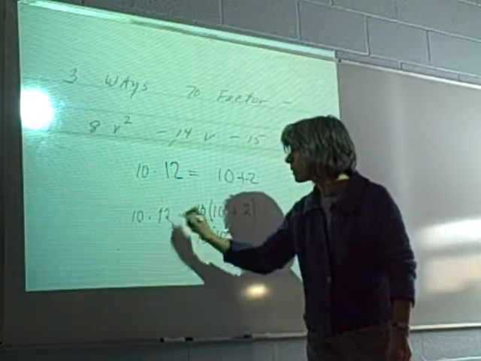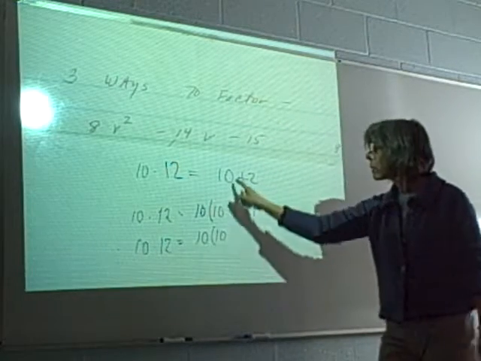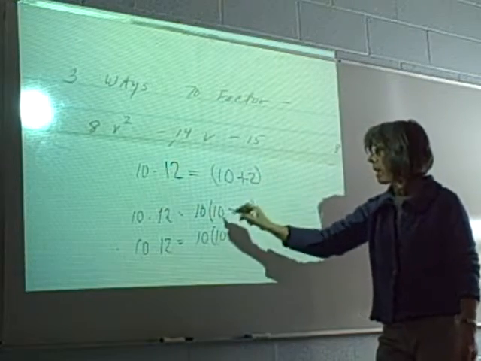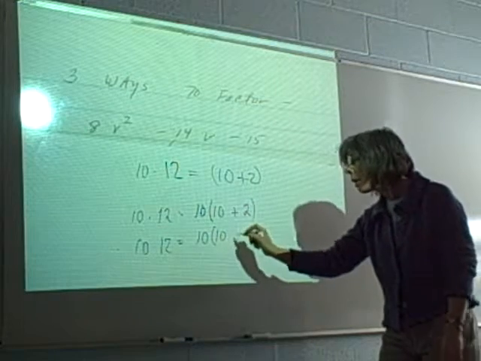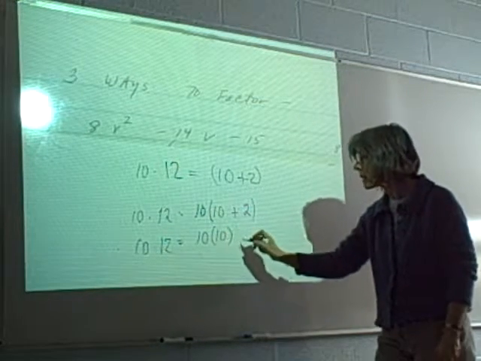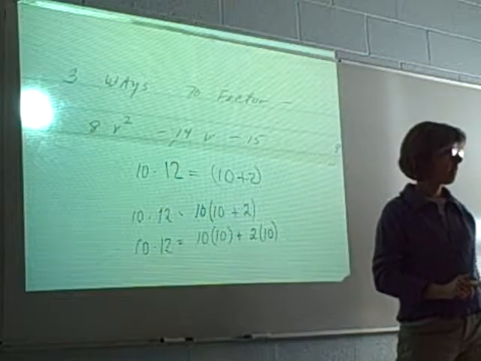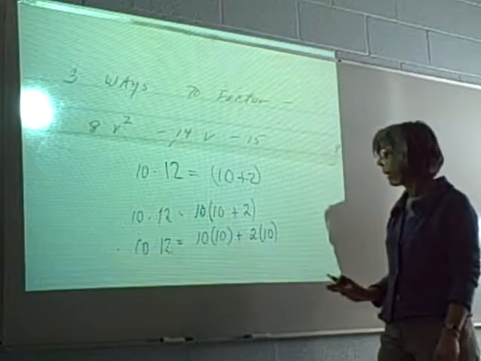Okay, these are all 10 times 12. This is 10 times 12. Okay, so is this a true statement that if I decided to multiply this, I could write it like that? Okay. Could I also say that I am multiplying 10 times 10 and 2 times 10? Okay, it's still the distributive property.